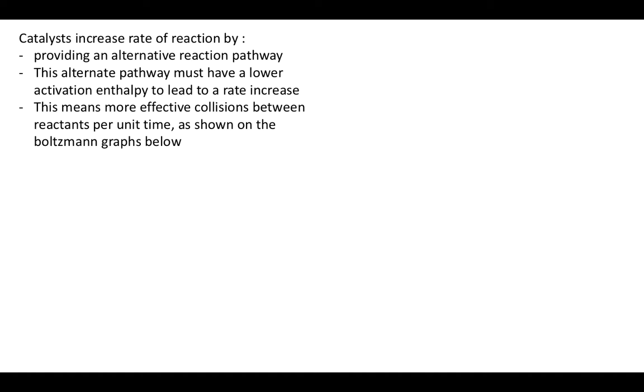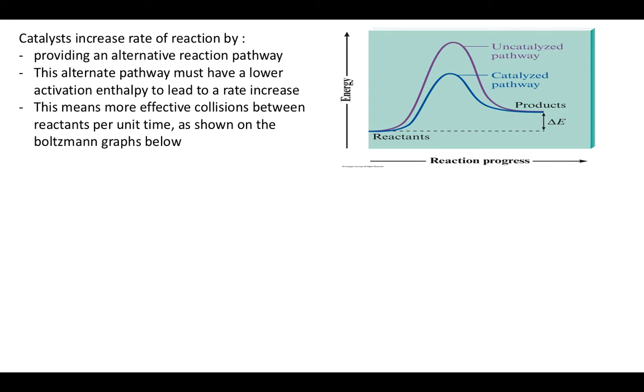Okay, so before we look at the Boltzmann distribution graph for a catalyzed reaction, I just want to reiterate some really important principles that you must have tattooed onto your brain. Number one, catalysts increase the rate of reaction by providing an alternative reaction pathway. This is shown on the right.